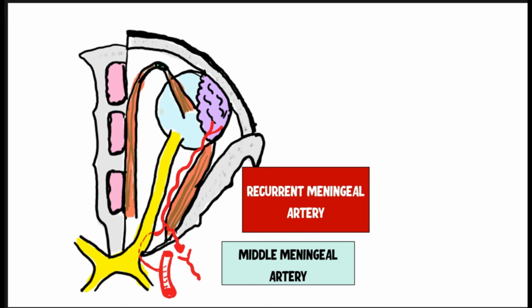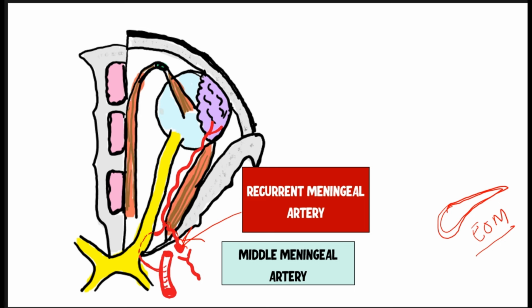Moving on, another branch that the ophthalmic artery is going to give in the lateral compartment is the recurrent meningeal artery. Okay, so this is the recurrent meningeal artery. Now, this recurrent meningeal artery, which is a branch of the ophthalmic artery, which is in turn a branch of the internal carotid artery, is going to come out through the superior orbital fissure. And we talked about the superior orbital fissure in detail when we were talking about the anatomy of the extraocular muscles. Okay, so if you want, I will link that video in the description.